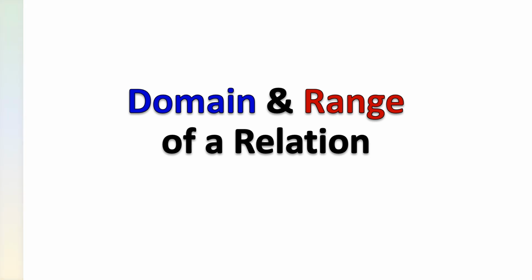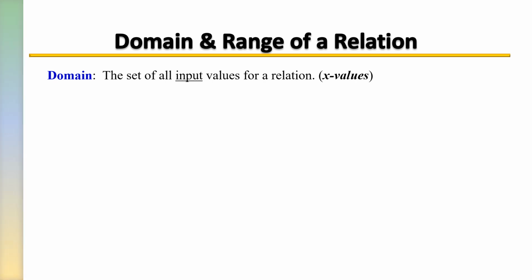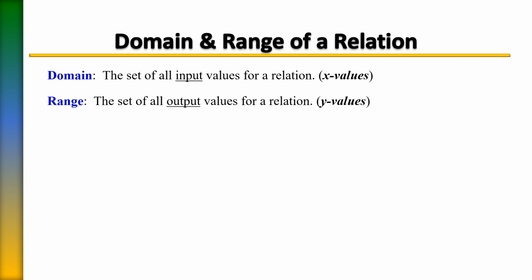Domain and range of a relation. The domain is the set of all input values for a relation. In other words, your x values. Now your range, on the other hand, is the set of all output values for a relation. It's your y values.